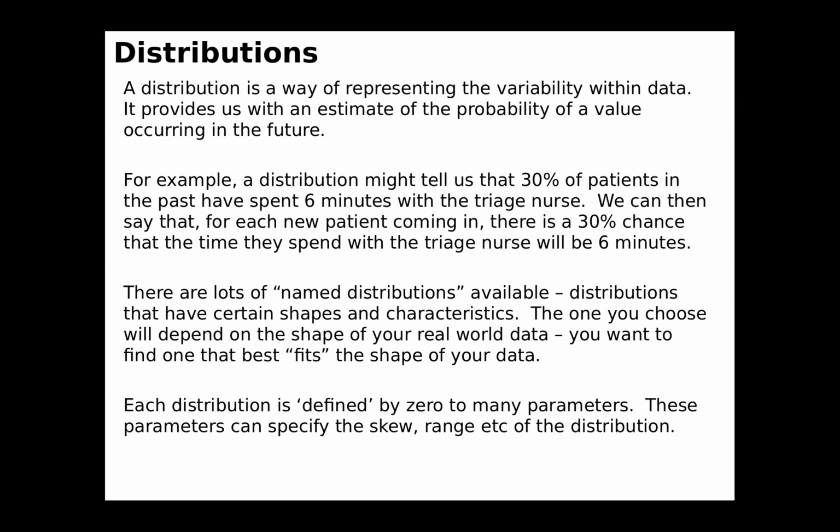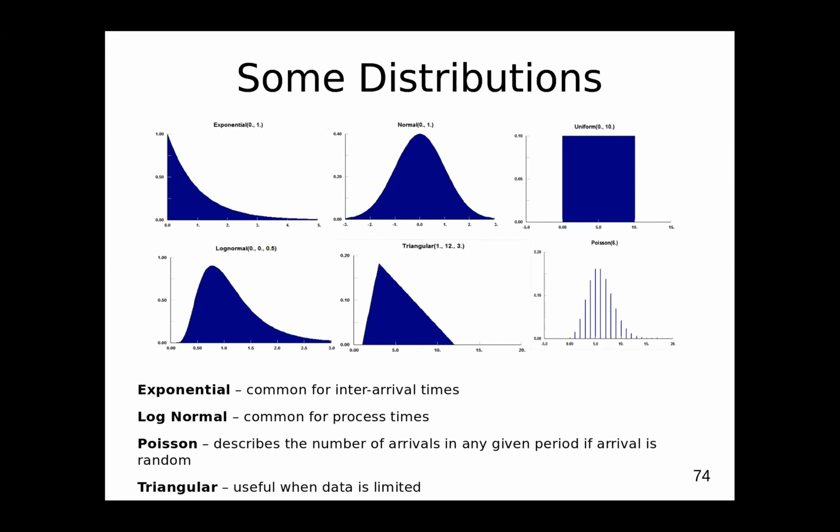You can also very often see these things by eye, and there's also a couple of key distributions that are very often used for the kinds of stuff that you're going to do as well. Each distribution is defined by either 0 to many parameters, and these parameters essentially define the skew, the range, the general shape, and what it looks like. So here are some examples of some common distributions that you will come across.